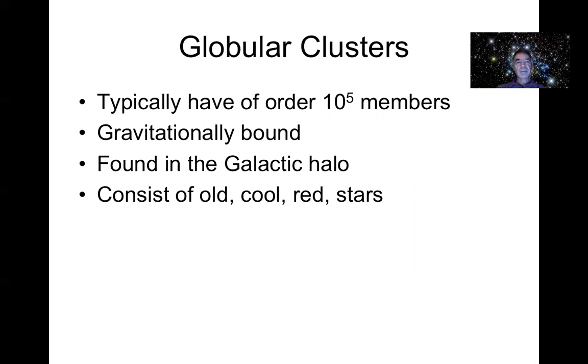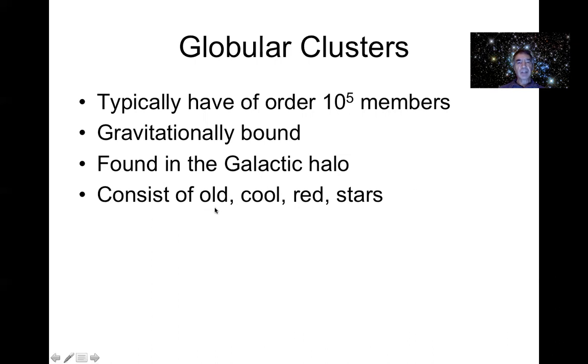And these are very tightly gravitationally bound. So they've been around a long time. The stars aren't leaving because they're bound in by the gravity of the cluster. And again, for future reference, they're not found in the disk of our galaxy. They're actually found up and around in the halo of our galaxy. But we'll come back to that later in the module when we talk about galaxies.